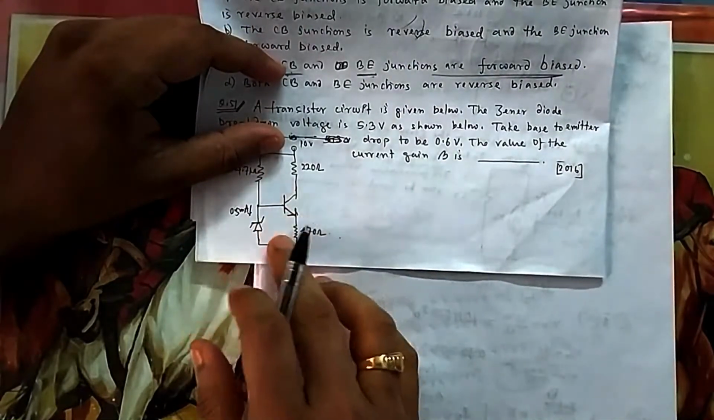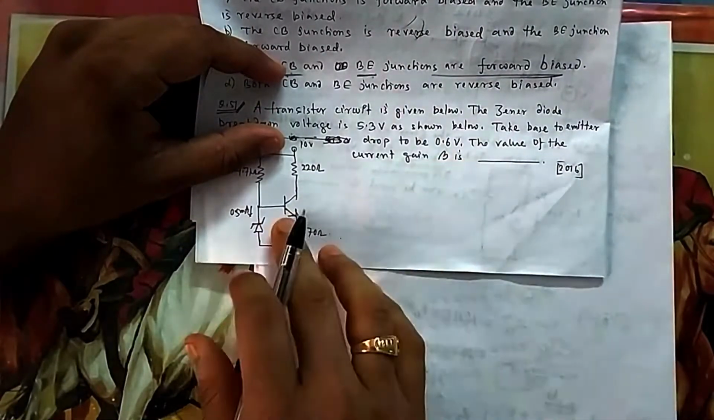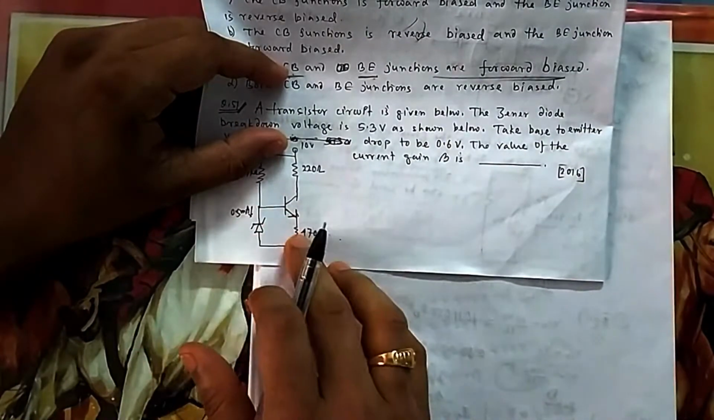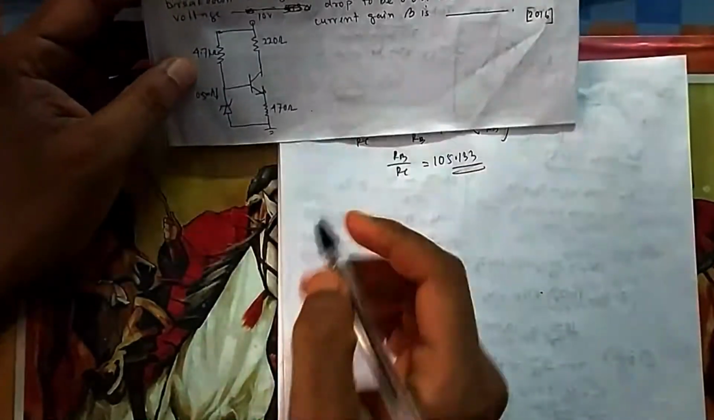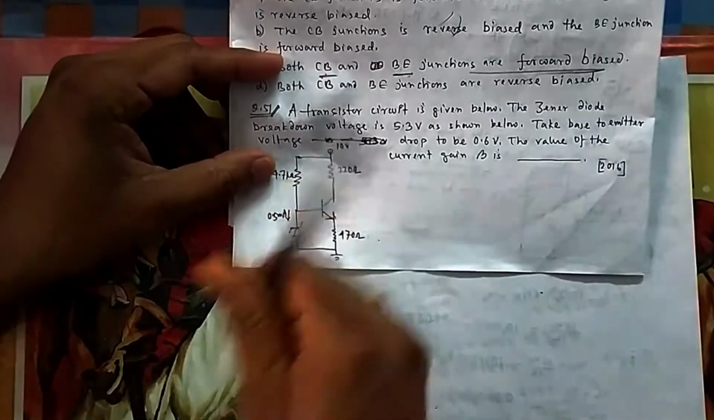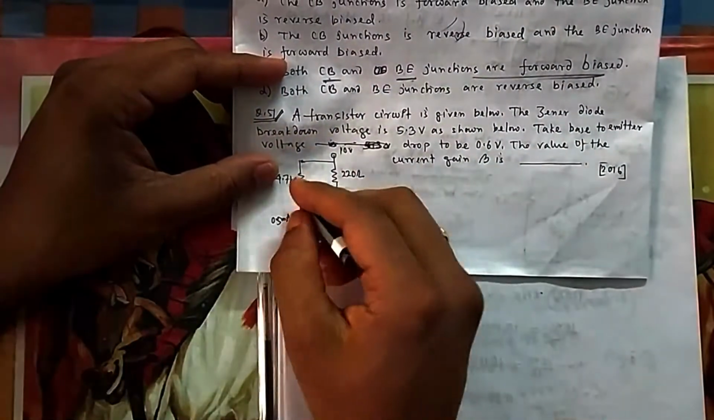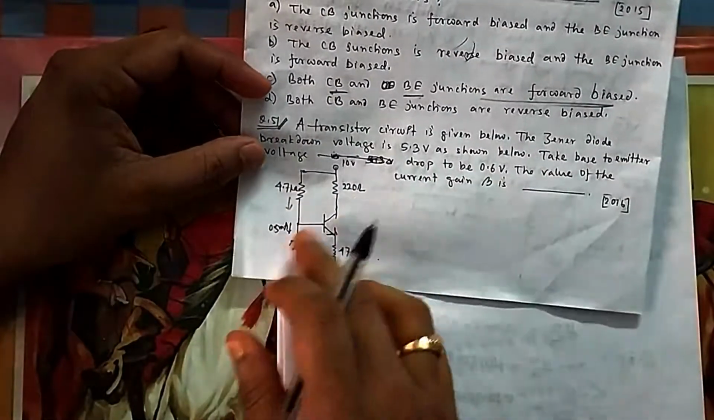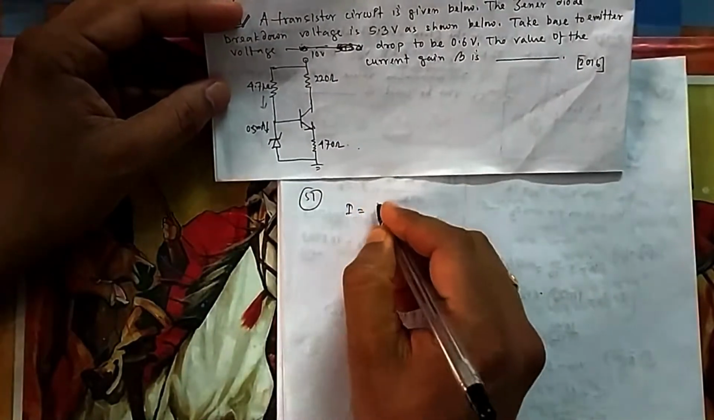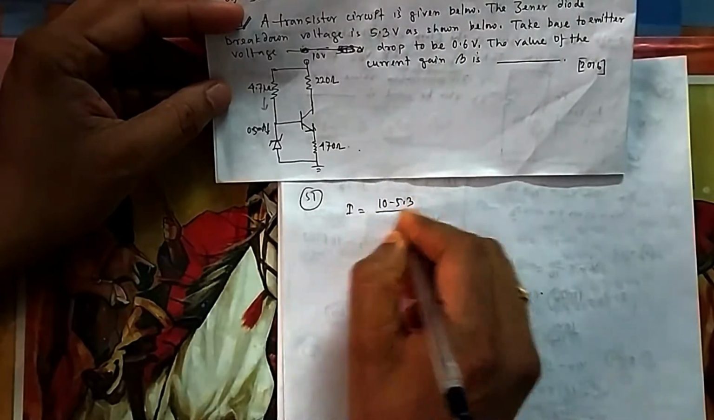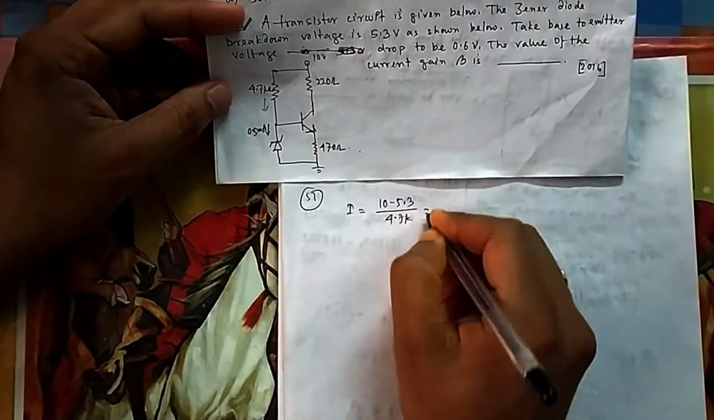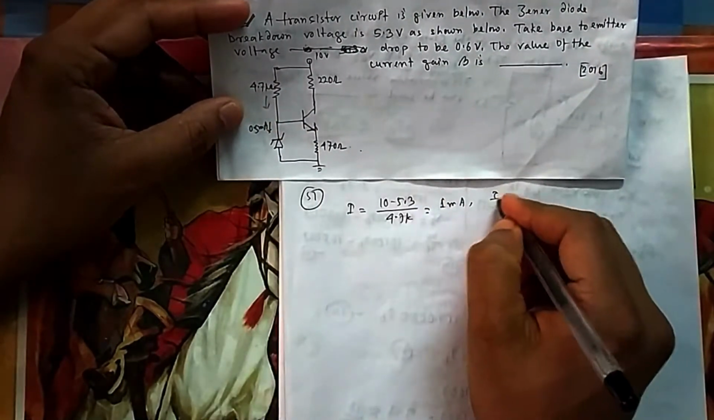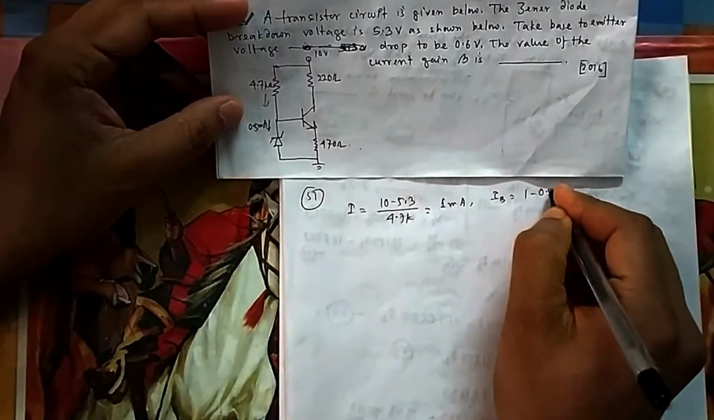If I take a KVL here, I will easily get beta, because this will be beta plus 1 into IB. So in this loop, this is fixed and this voltage is unknown, so it can be solved. For that purpose, let me calculate this current. Suppose this current I am calculating. What will be this current? This voltage is 10 and this voltage is 5.3. So this current, suppose it is I, will be 10 minus 5.3 divided by 4.7 kilo, so it will be 1 milliampere. Now this one is 0.5, so your I base will be 1 minus 0.5, that is 0.5 milliampere.